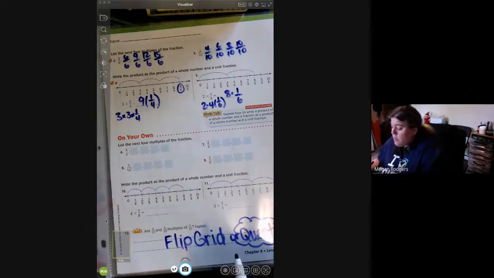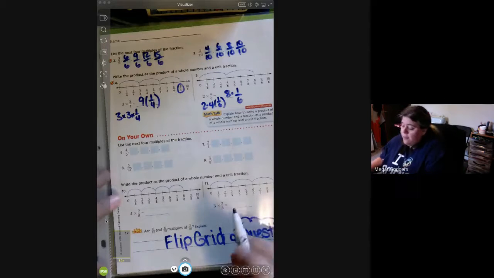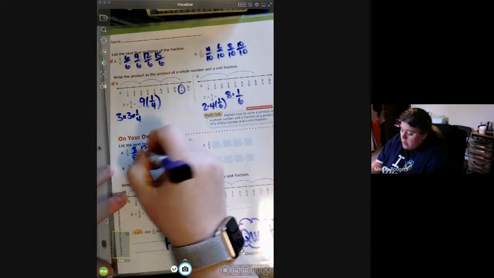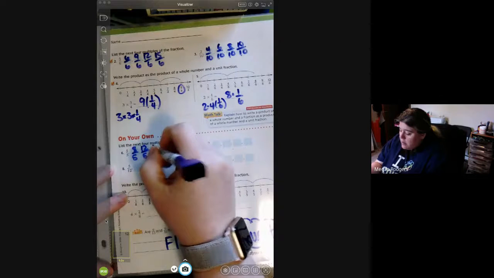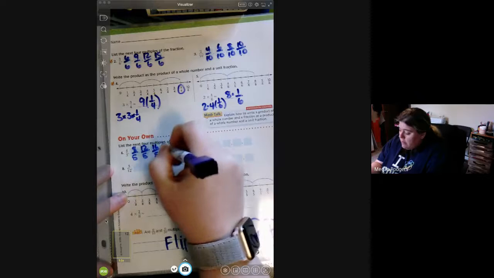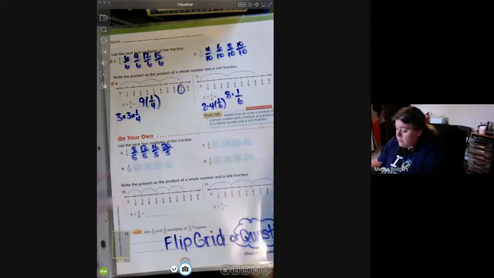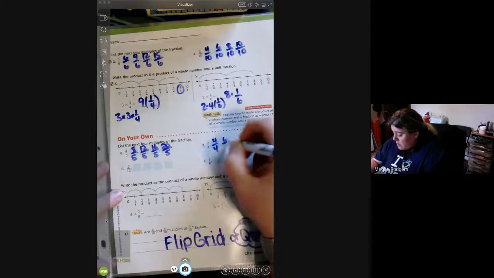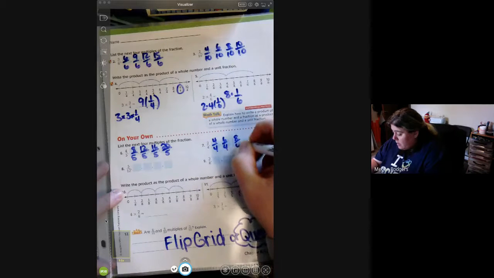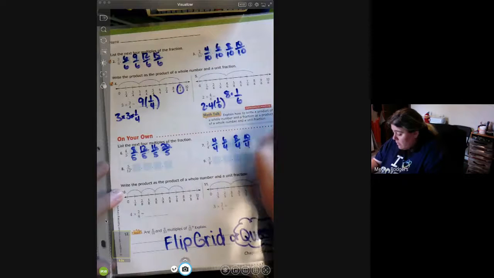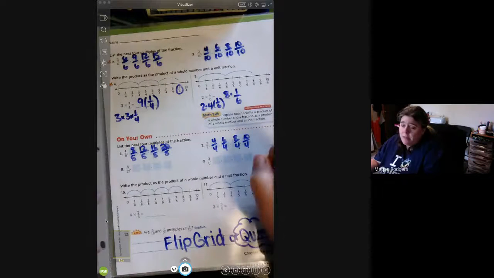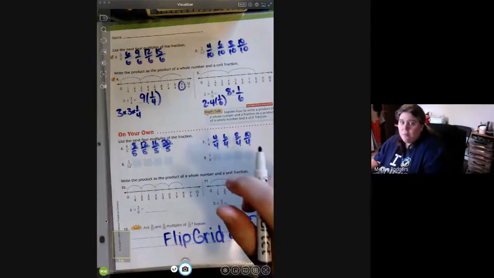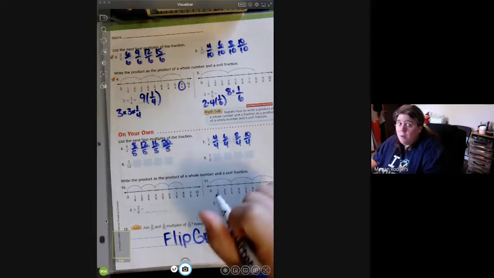List the next four multiples of the fraction. All right. So we have 4/5. So next would be 8/5, 12/5, 16/5, 20/5. 2/4 would be 4/4, 6/4, 8/4, 10/4. Also keep in mind, just like in class, for this particular set of questions we're using, I don't have an answer key. So I'm doing the problems live with you.